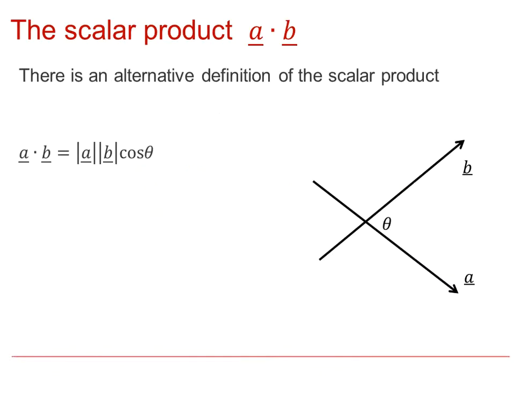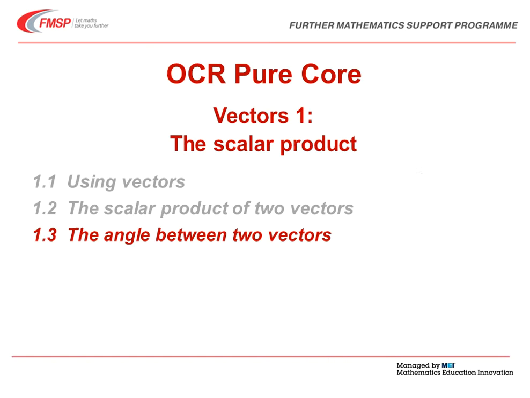There is an alternative definition of a scalar product. So vector A, scalar product with vector B, equals the magnitude of A times the magnitude of B times cos theta, where theta is the angle between the vectors. You may wish to pause the video now and check how to prove this using the cosine rule, either from looking at your textbook or online. This result is important because it can be used to find the angle between the two vectors. In the next video, we will be doing just that.